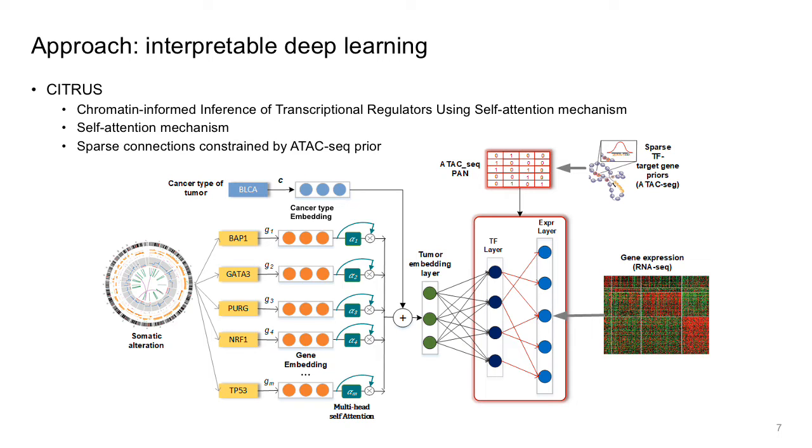After that is a fully connected layer, and we will get the transcription factor layer. This layer represents the inferred TF activities. Finally, using the ATAC-seq prior, we can apply the sparse connections between the TF layer and the final output layer of expression. Also, in order to take into account the heterogeneity of different cancer types, we introduced an additional cancer type input.